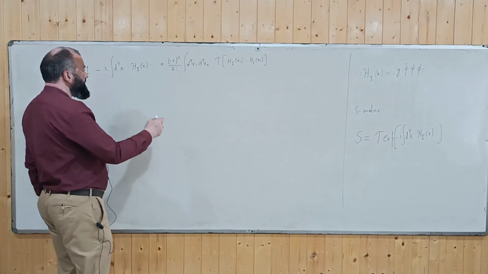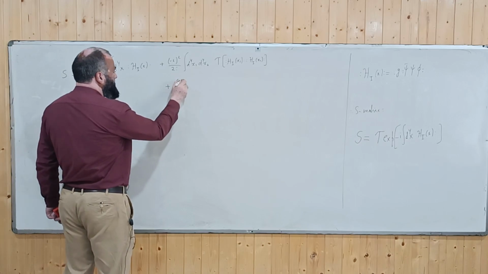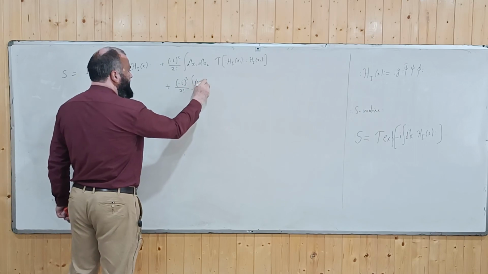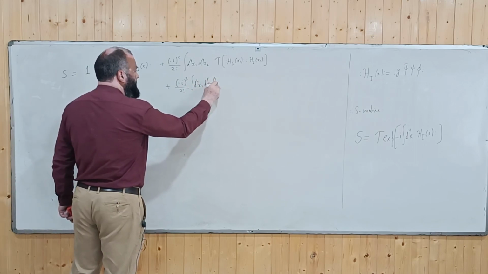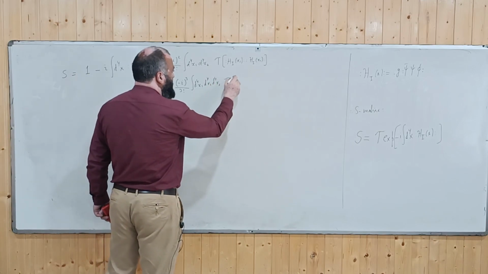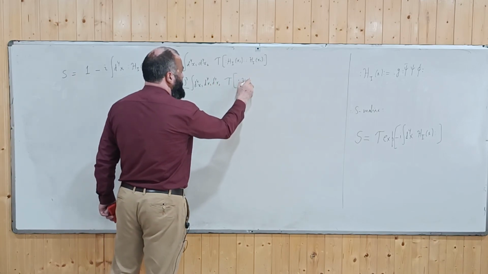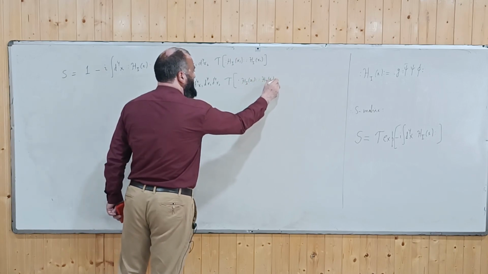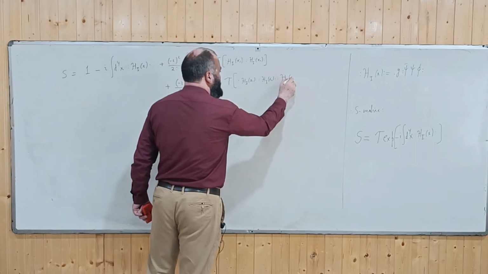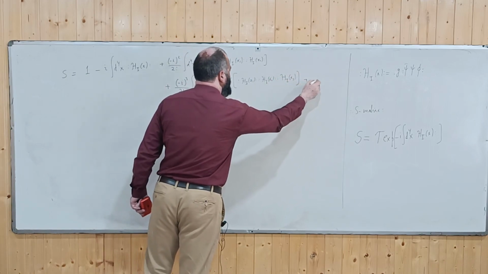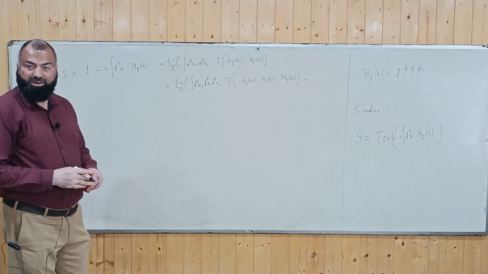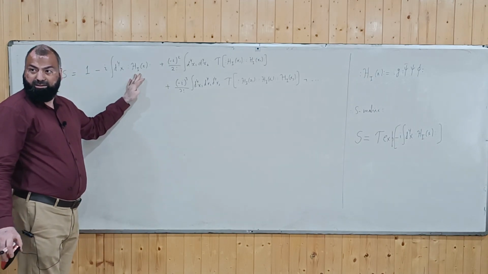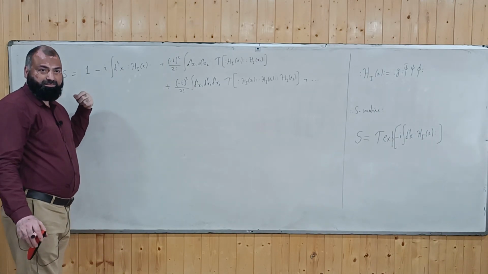Clear? What is the next order term? Minus i cubed by 3 factorial integral d4x1, d4x2, d4x3. Then you put this time ordering operation: H_I of x1, H_I of x2, then H_I of x3, plus 1. Why have I not put the time ordering here? Because it contains only one time argument. Clear? So that's why we don't require it.